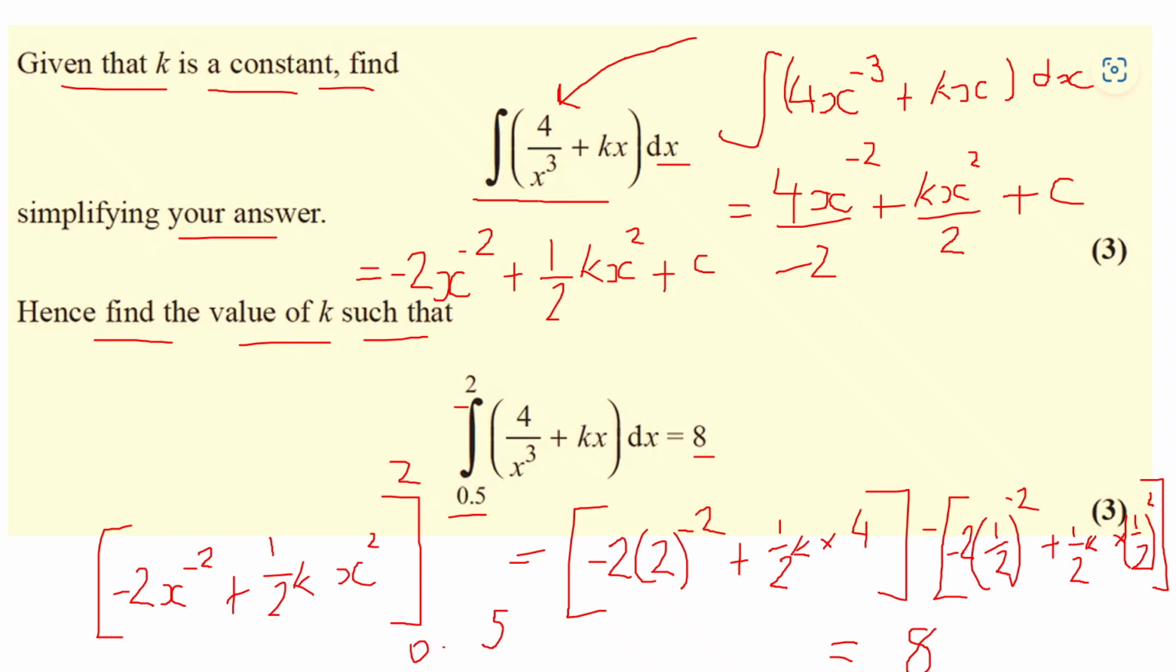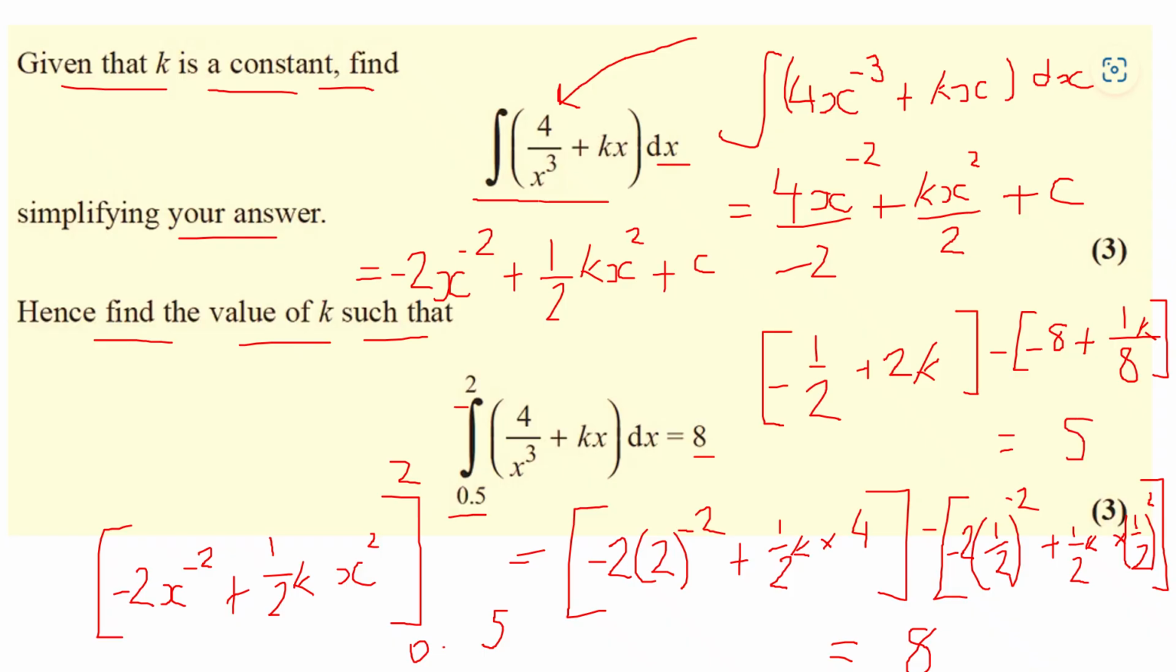So 2 to the minus 2 is a quarter, times minus 2 makes minus a half. Then we've got plus a half k times 4 makes positive 2k. Subtract, again, got to be very careful here. A half to the minus 2, so I'm going to flip it and then square it. That's going to be 4. 4 times minus 2 makes minus 8. And then here, a half squared makes a quarter, times a half makes an eighth. So when we subtract that, we get the answer to be 8.